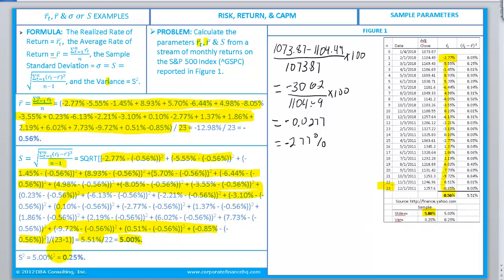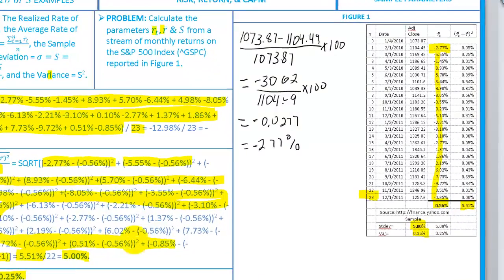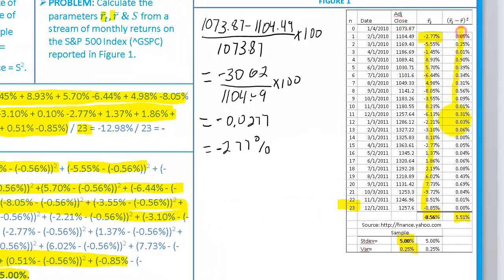To find the variance, S squared, 5% squared, 0.25%. Again, this 5.51% is the same as right here. So if you just sum these up, R hat sub t minus R hat squared, sum these squares up, you'll obtain the same answer.